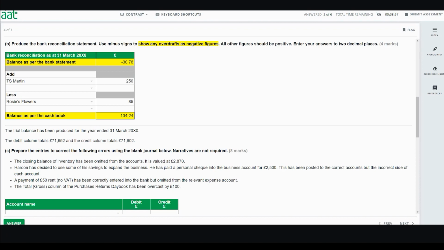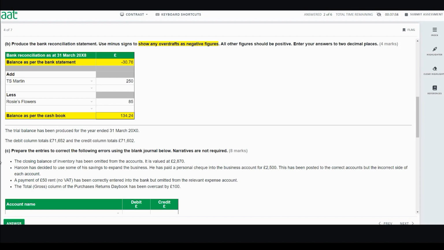Okay then, so moving on to task C. Okay, so we're now going to do task 3C. So it says the trial balance has been produced at the 31st of March. The debit balance is 71652. The credit balance is 71602. So there's a difference of £50 on the credit side, which would be entered into a suspense account.